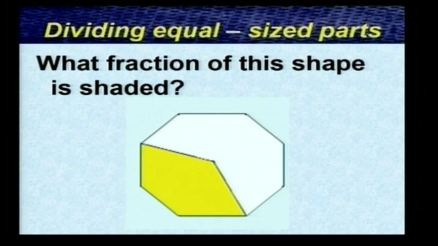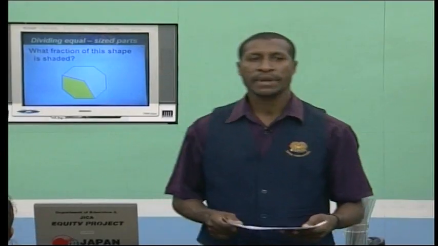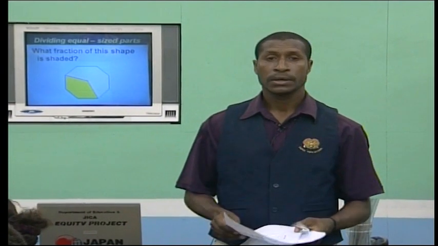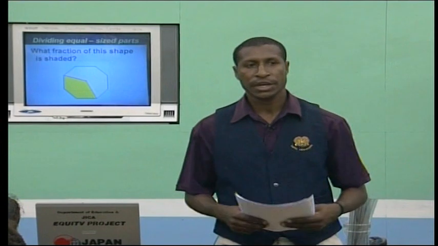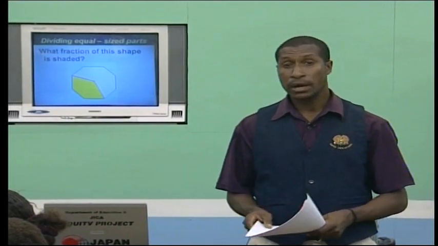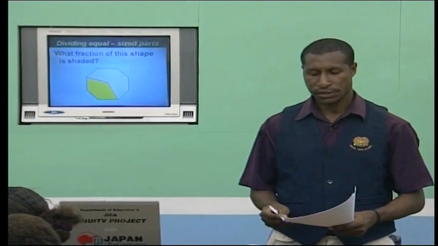Okay, receiving students, your teacher will try to draw up the shape on the board, or if the teacher has the A4 blank papers, quickly distribute them and then try to copy that diagram or the shape on the A4 paper and try to work out what fraction of the shape is being shaded.